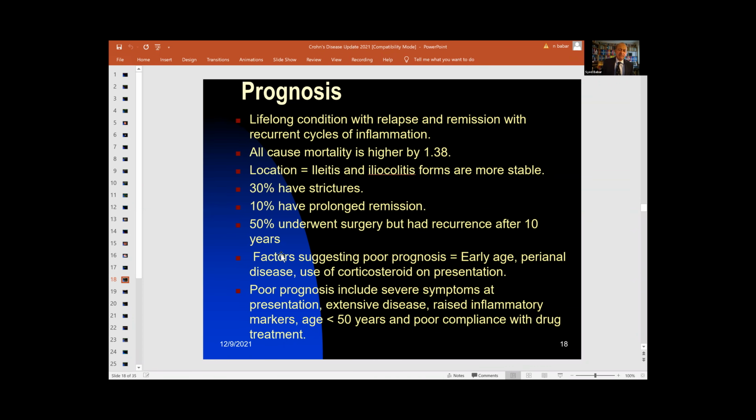10% of people have prolonged remission, 30% have strictures in Crohn's disease, and 50% of people in the meta-analysis have undergone surgery but had recurrence after 10 years. The factors which would suggest poor prognosis are early age of onset, presence of perianal disease, and use of corticosteroids on presentation.